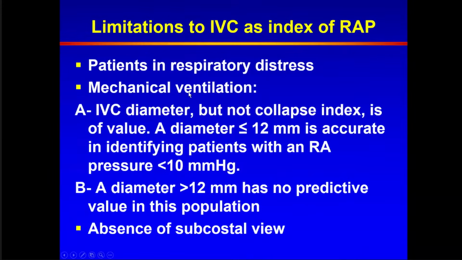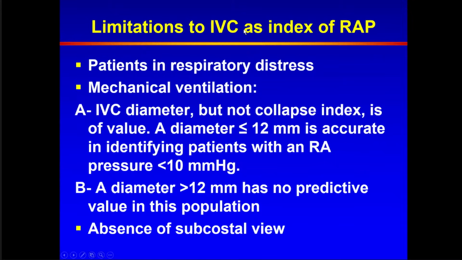Based on the published studies, we can say that if you're looking at a patient who's on mechanical ventilation, a diameter is the better metric of pressure as opposed to the collapse index. You just saw no relation in the previous graph. A diameter that is at most 12 millimeters was associated with a right atrial pressure less than 10. However, more than 12 millimeters had no predictive value, meaning you can see patients with, let's say, a diameter of 14 who still had a normal right atrial pressure, not an elevated pressure.